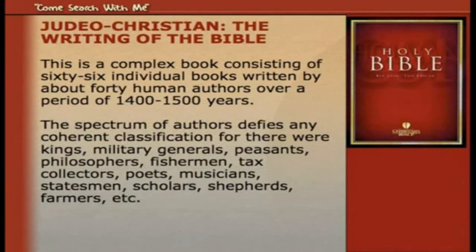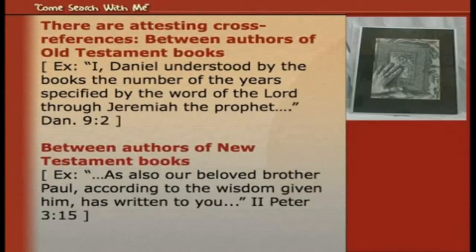Judeo-Christian, again I put these two together for the way in which this feature comes out. It's a complex book, 66 individual books, written over 1400 years. The spectrum is really vast. Kings, military generals, peasants, philosophers, fishermen, tax collectors, and the rest. Now what I'm going to show is a feature, and it is called cross-referencing or attesting. This is not found in any other ancient writing.